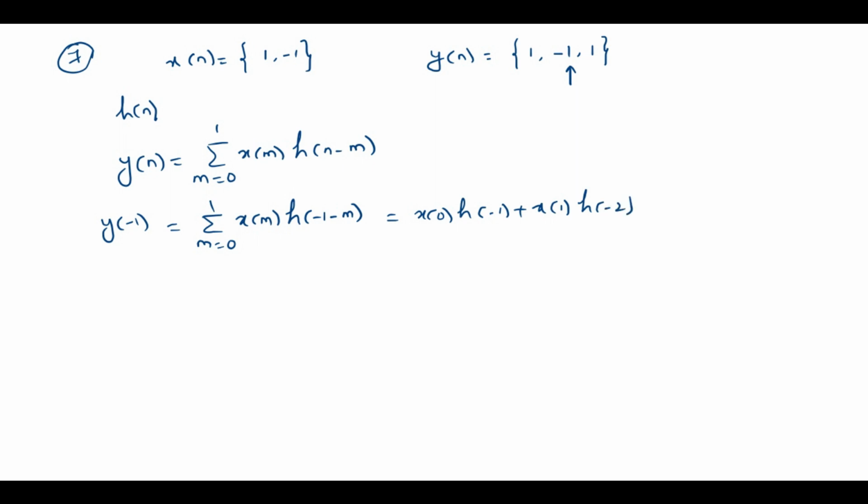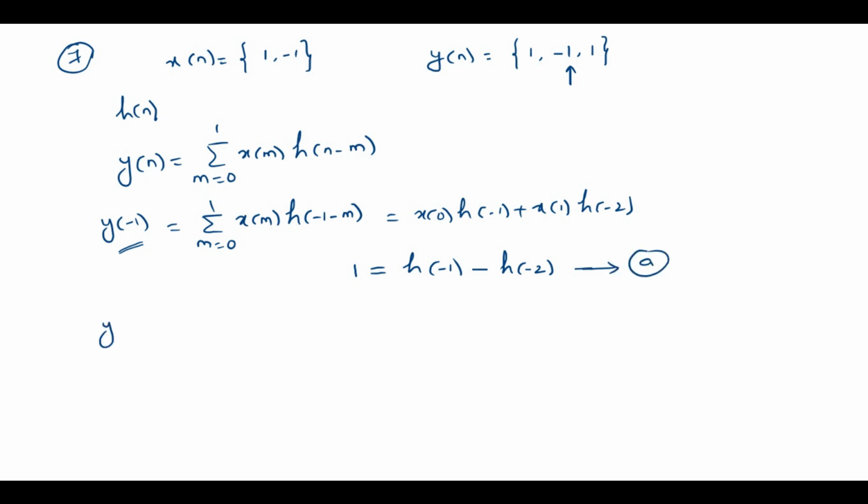Substitute the input and output values. The y of minus 1 value is 1. So 1 is equal to h of minus 1 minus h of minus 2. Let's take it as equation A.